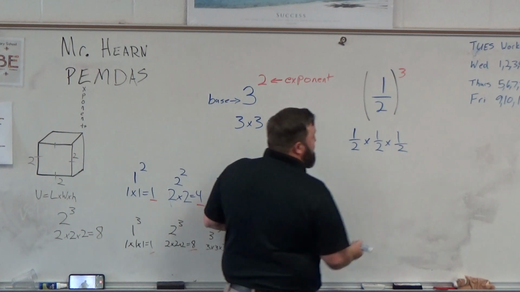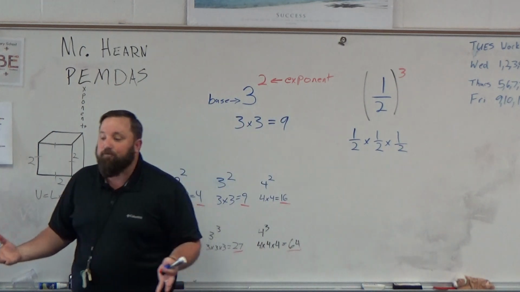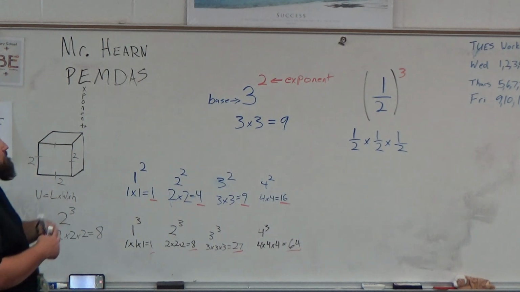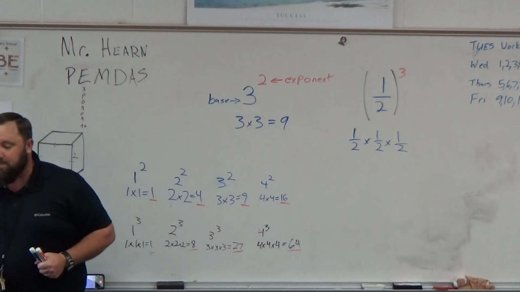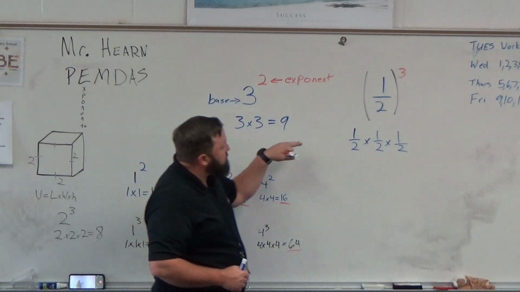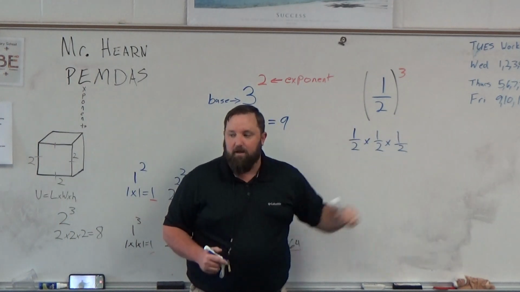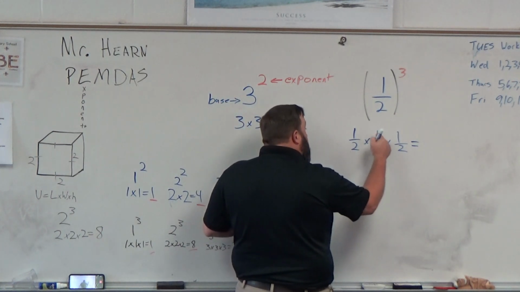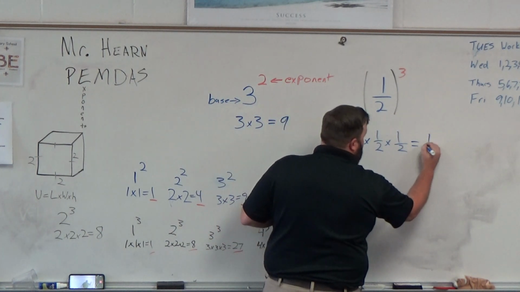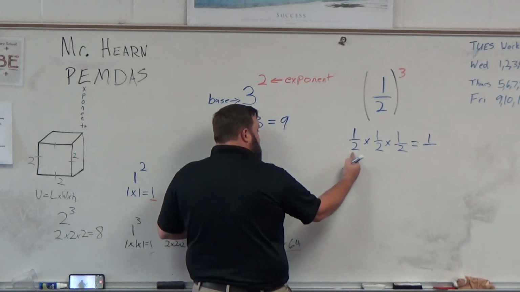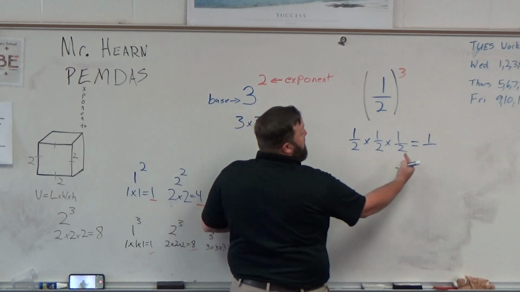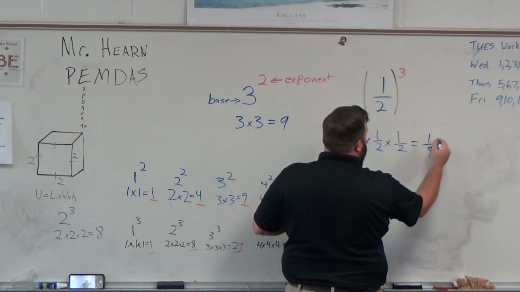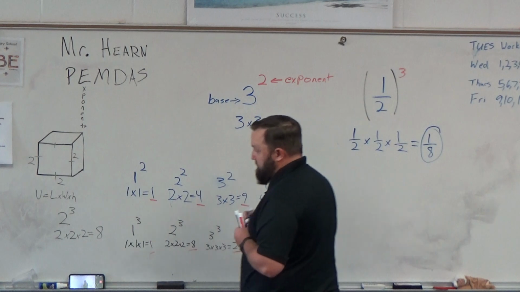And like we talked about today, multiplying fractions, everybody that's afraid of fractions, if your parents are afraid of fractions, multiplying fractions is the greatest thing because it's the easiest part. All we got to do is multiply my numerators and multiply my denominators. So as I multiply across, 1 times 1 is 1, 1 times 1 is 1. So I know my numerator is 1. My denominator is going to be 2 times 2 is 4, 4 times 2 is 8. So now I know that 1/2 cubed is 1/8. Okay?